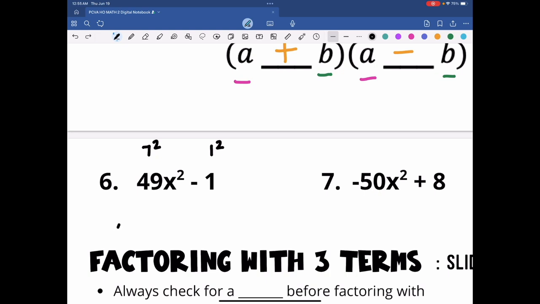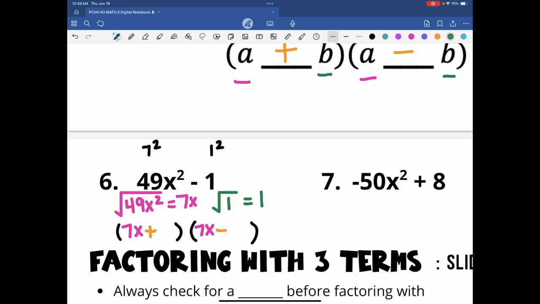So how does this work? We're going to create two parentheses, one plus and one minus. So you got to remember that. You always have to have one plus, one minus. I don't care if you put the minus first. It doesn't really matter. But what we do need to do is take 49x squared, and take the square root of that. So if we take the square root of that, that's going to leave me with 7x. So the 7x, because the 49 was in the first term spot, is going to go in the first term spot in both parentheses. Then we're also going to take the square root of 1. So the square root of 1 is still 1. That's going to go in the second spot.